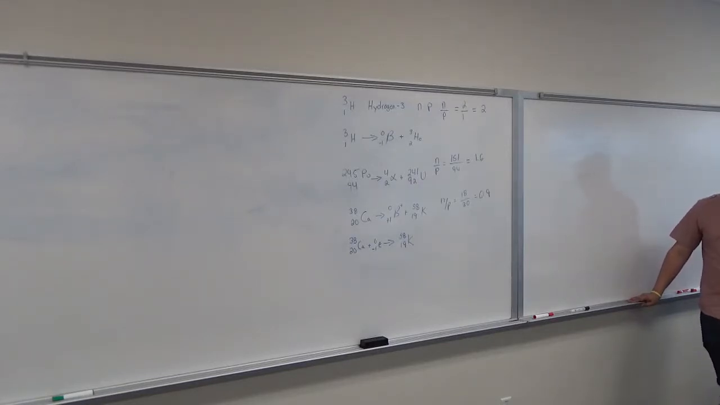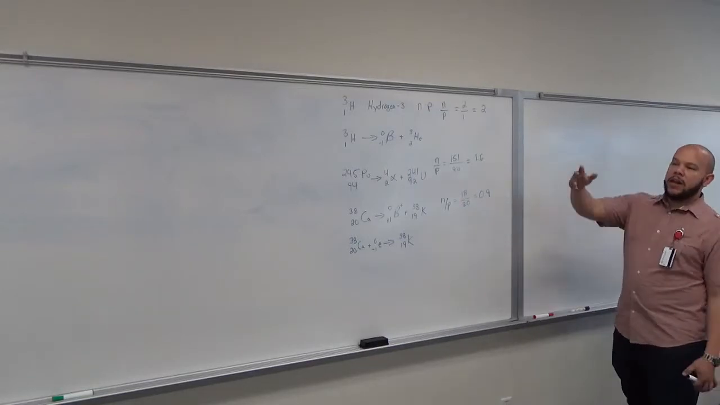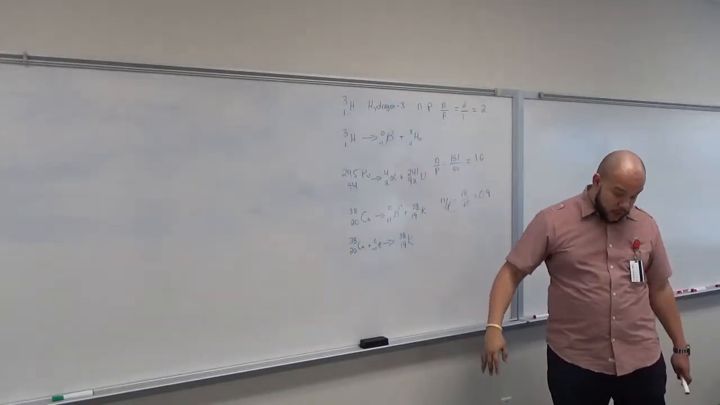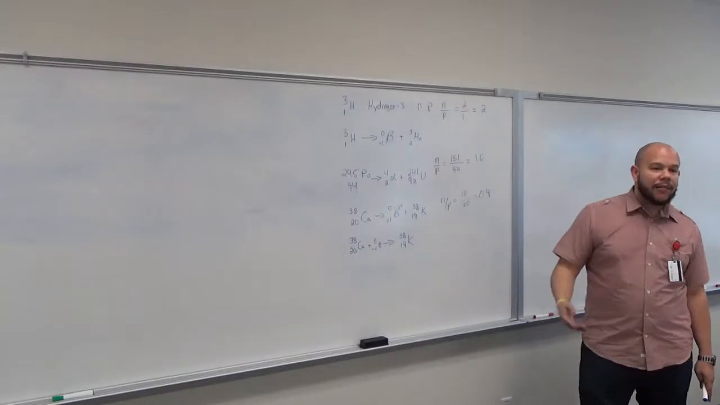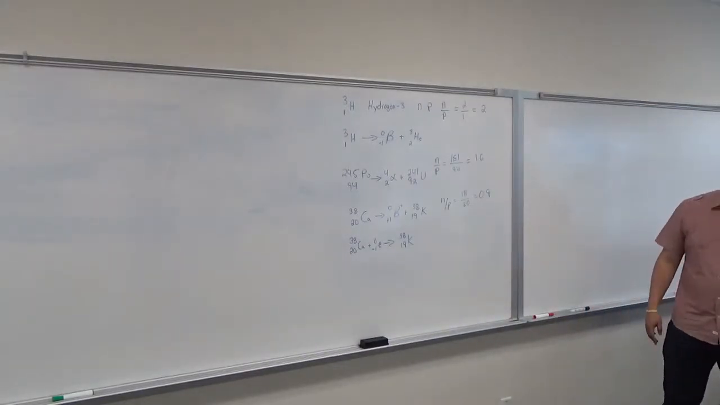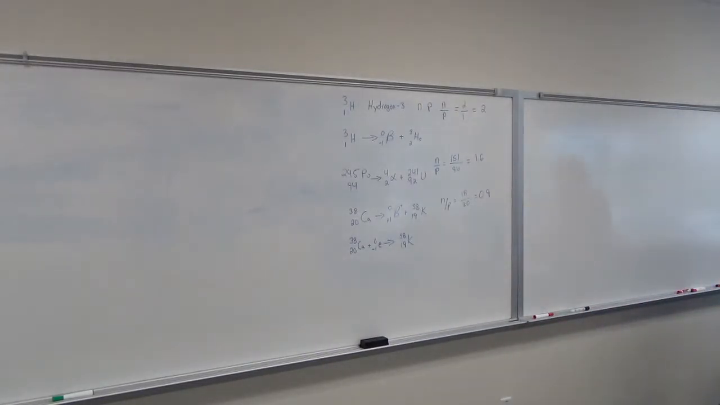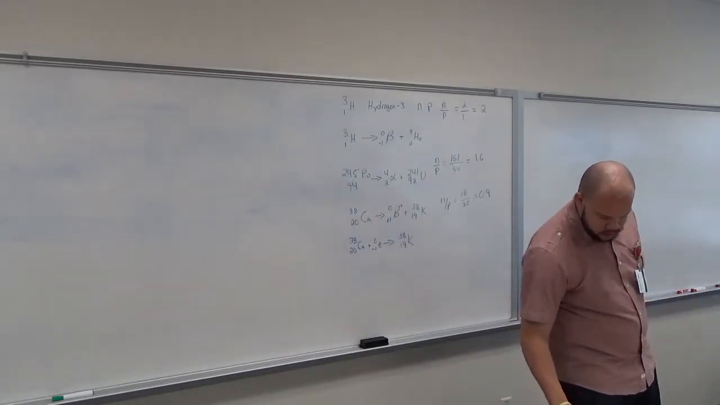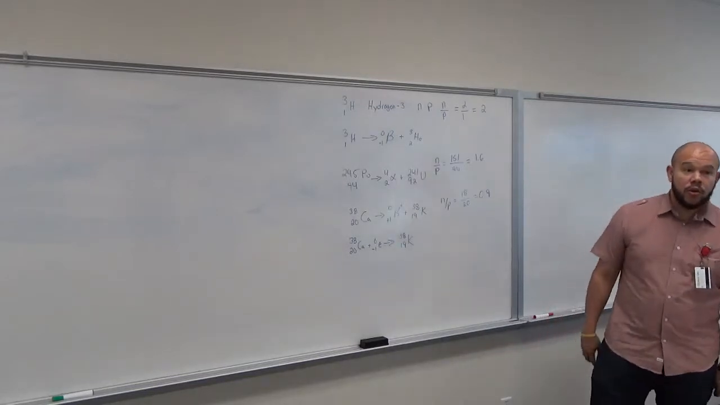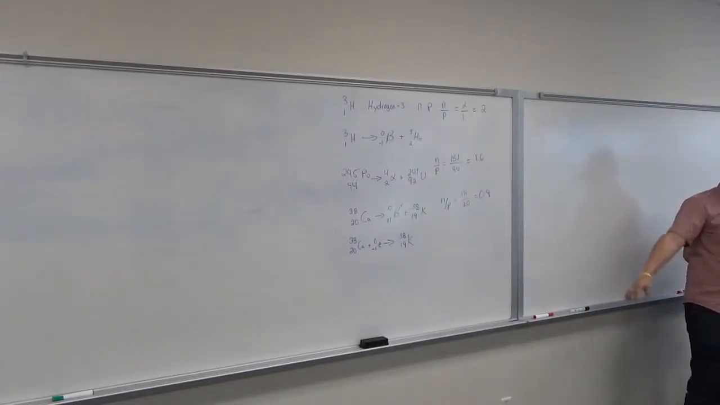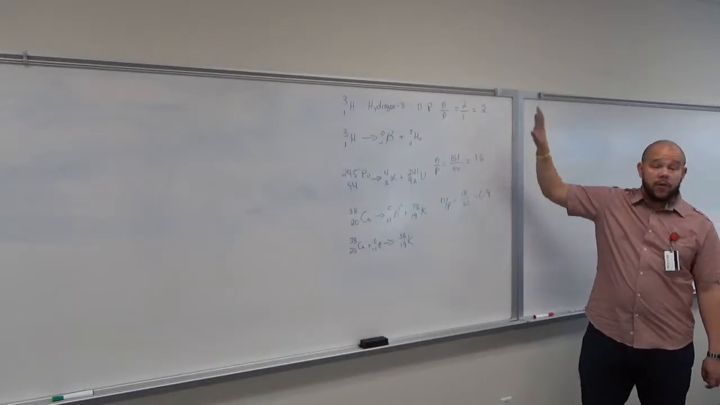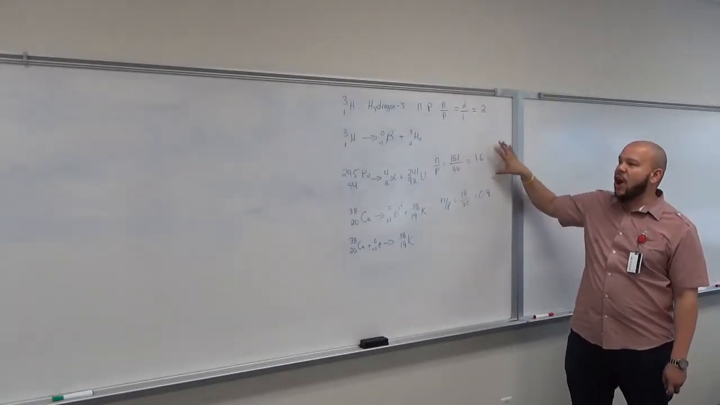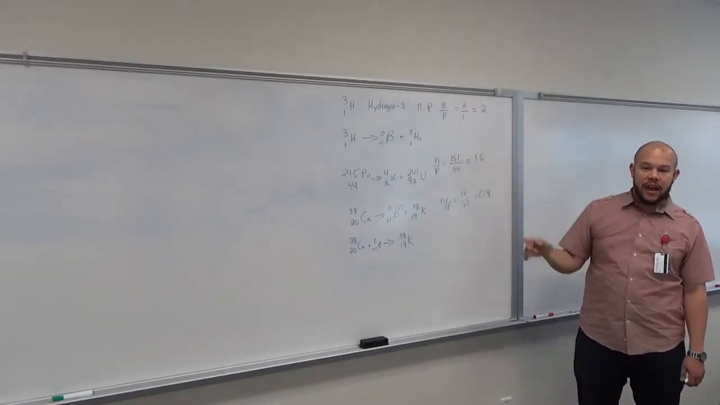Now, if you were told that it was stable, then none of this would happen. But in each of these situations, I was telling you that they are not. The assumption is that they're not stable. Any questions up until this point on the first page? Nuclear reactions. You're going to get plenty of examples of these in the homework. Again, all of these are one step, but this is not always the case. And we're going to see that next.